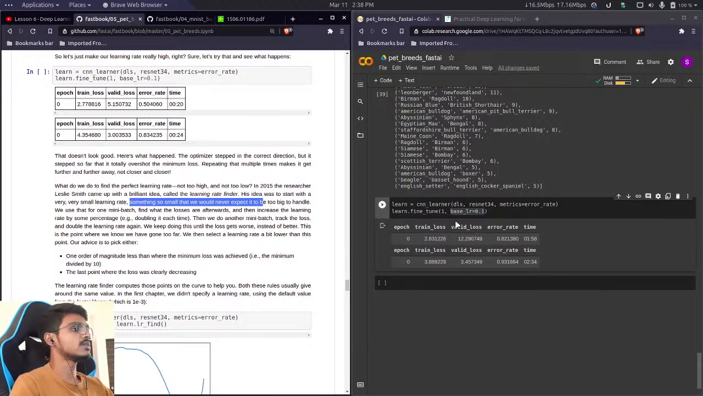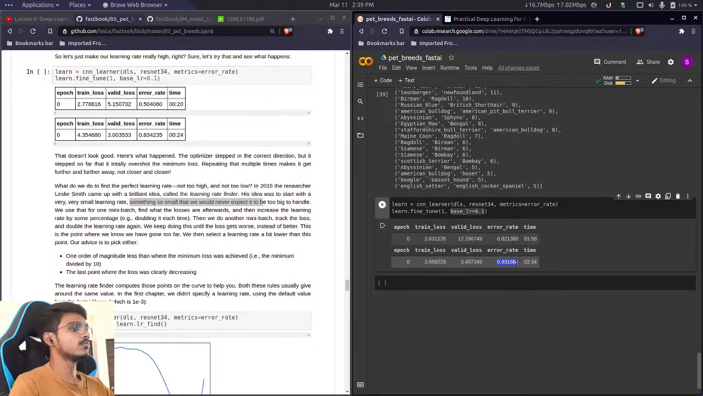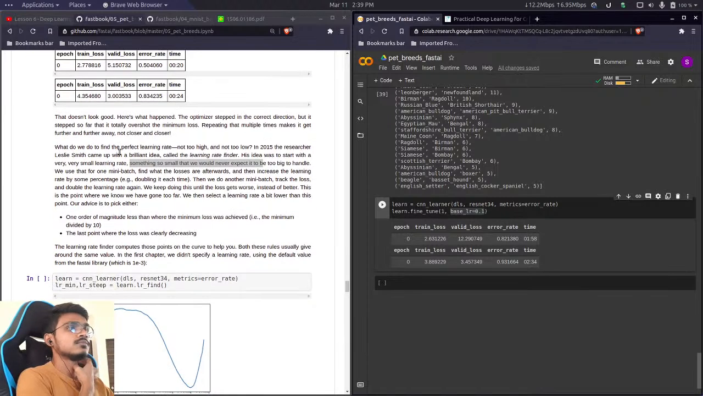Alright, our model is done fine tuning. So this model has also overshot. The error rate didn't improve, but it actually got worse from 0.82 to 0.93. It got worse than this model. So let's try to find out the optimum learning rate.